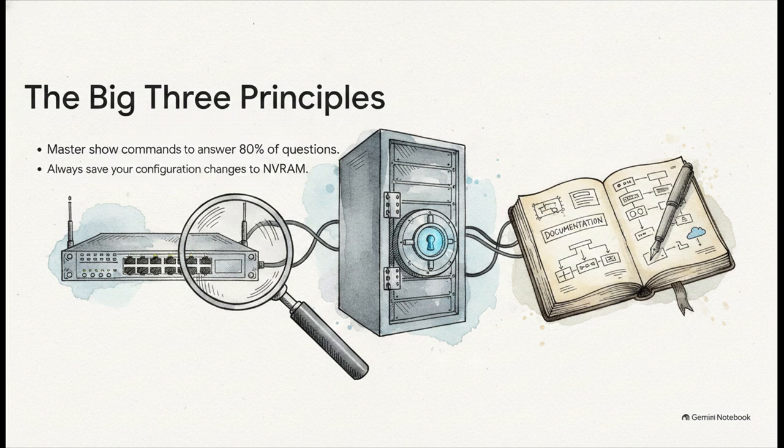Just looking at your running config, your interfaces, and your routes, that is going to answer 80% of all the questions on your network. Second, always save your configuration changes after you've successfully tested them. And third, document everything. Add descriptions to your interfaces, put clear remarks in your access lists, and back up those configs. I promise you, your future self will definitely thank you.